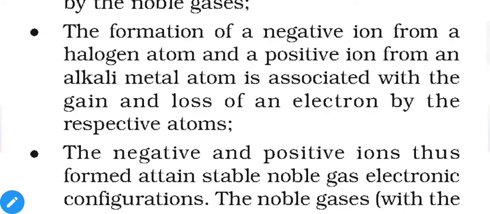That means if you have a highly electropositive element like a metal and a highly electronegative element like a halogen, when these two atoms combine with each other, the highly electropositive element will lose the electron and the highly electronegative element will gain the electron. That means loss and gain of electrons. For example, if you combine sodium with chlorine, then sodium loses an electron and chlorine gains it. So by loss and gain of electrons they combine with each other.